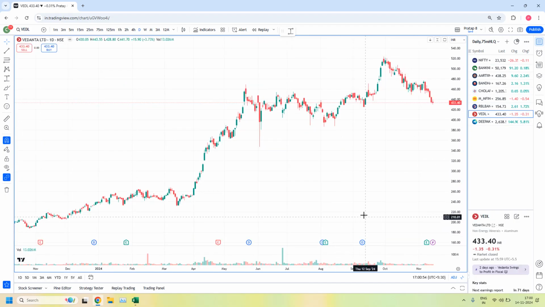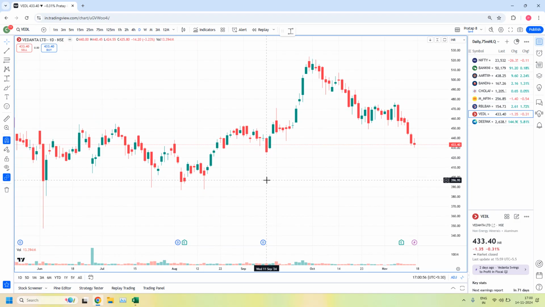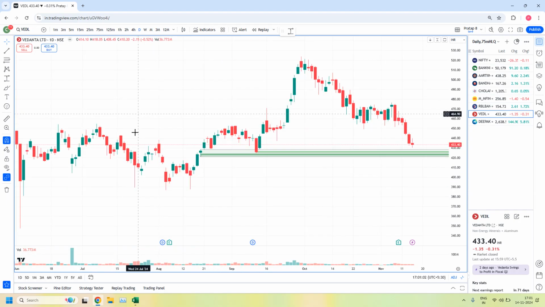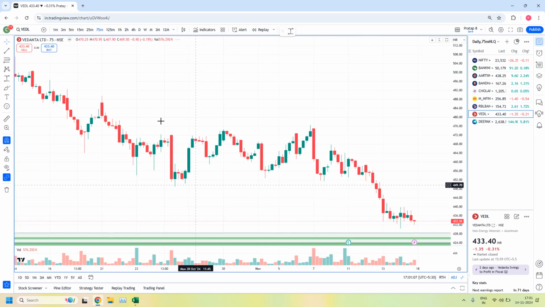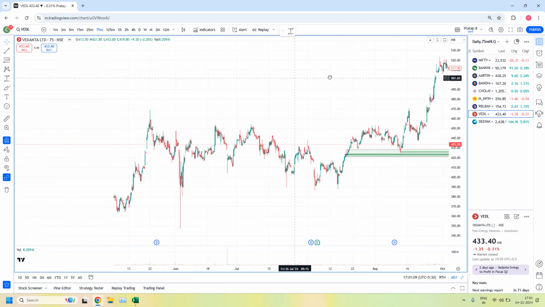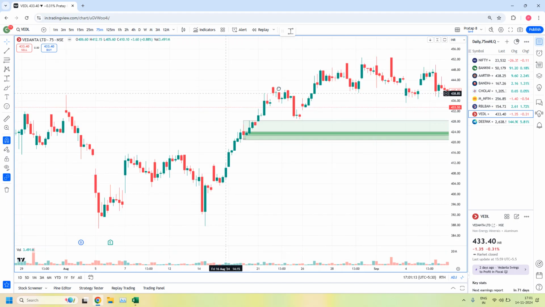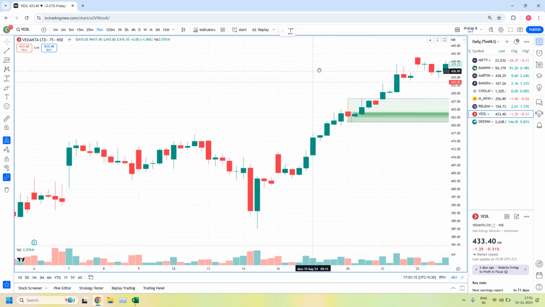And the next one is Vedanta. Vedanta is also a daily high liquidity zone and we have some order flows. So let me explain how I fine tuned the zone. Go to the 75 minutes time frame. Forget about this order flow, I will explain later. Look for the 75 minutes zone.